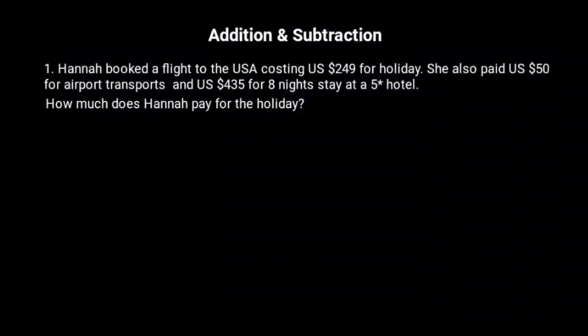In this question, it doesn't state whether you need to add or subtract. So using our logic, we know we need to find the total cost of Hannah's holiday. Therefore, we need to add all of our expenses together. So our accommodation, our flight, and our transport. So our accommodation was $435 plus our flight $249 and then transport was $50. So we're gonna add all of that together.